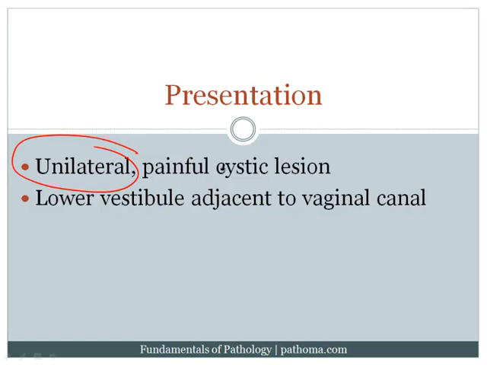It would be exactly where the Bartholin duct is normally present, which is at the lower vestibule adjacent to the vaginal canal. So basically, if this were to show up on an examination, it's an anatomy type question. They're just asking you, where is the Bartholin duct or gland normally located? All right, so that's the end of the Bartholin cyst.